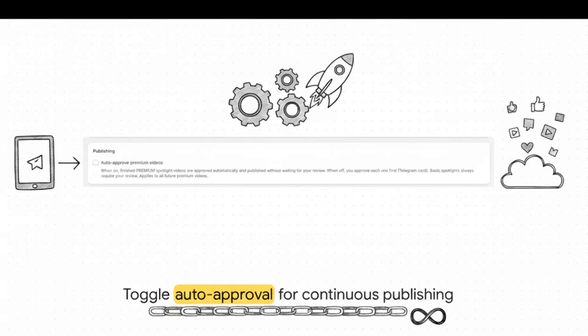When you first start out, you can review every single post using a handy Telegram bot for quick mobile approvals. But once you trust the stunning quality of the AI's output, simply check Auto Approve Premium Videos. From that exact moment on, your content pipeline is fully automated, straight from your catalog to your customers' feeds.